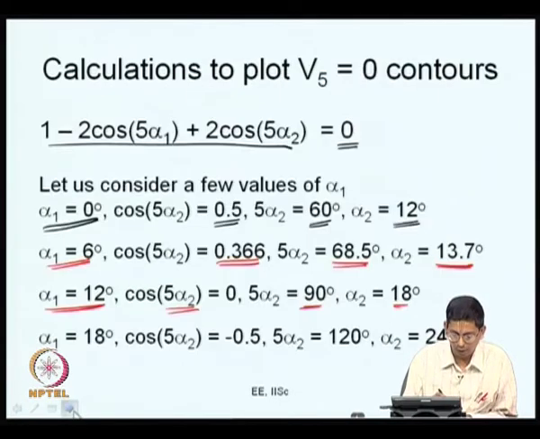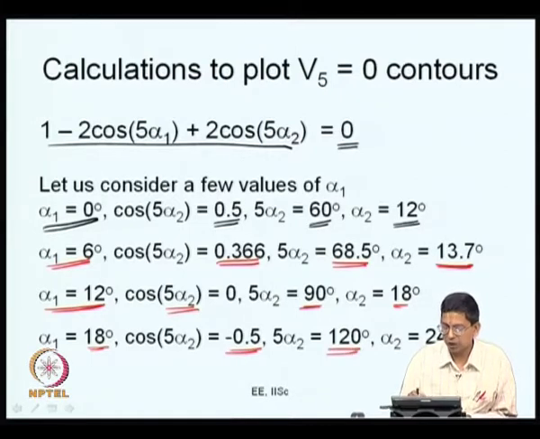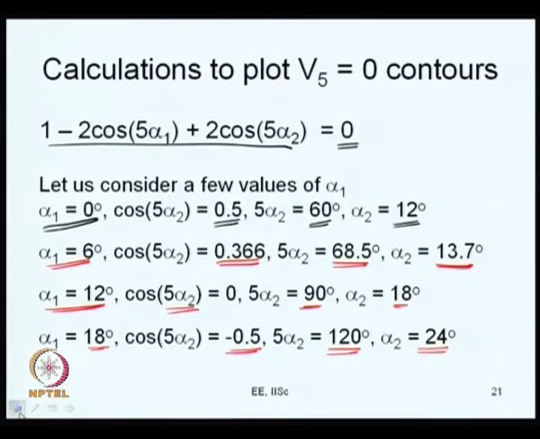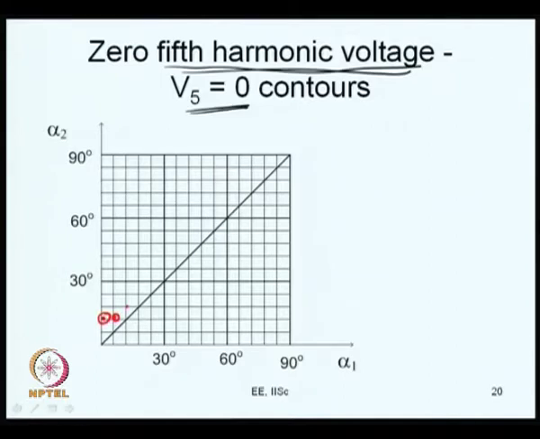Then I move on, let us say alpha 1 is equal to 18, this has been our approach. We are plugging in some value of alpha 1, finding the corresponding value of alpha 2. If I plug in alpha 1 is 18, cos phi alpha 2 is minus 0.5. Then one of the solutions for phi alpha 2 is 120 degrees and alpha 2 is 24 degrees. So, it is 18 comma 24. Alpha 1 is 18, alpha 2 is 24, this is the point now.